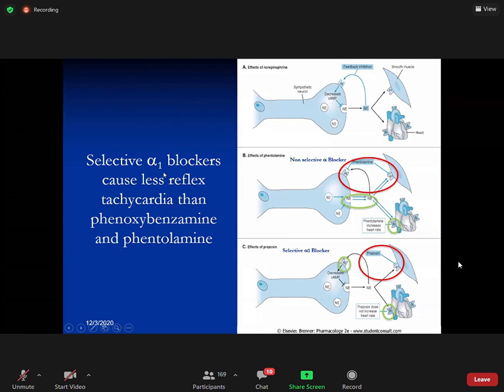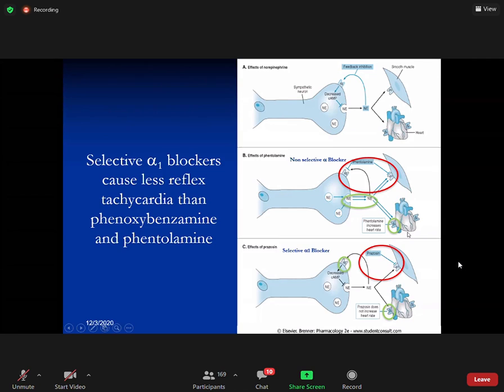Now, these are the selective alpha blockers, which cause less reflex tachycardia than phenoxybenzamine and phentolamine, and this will be explained in the picture. So let's say you have norepinephrine. It goes where? To the heart and smooth muscles, right? It will act on the alpha 1 and what? Beta 1. Now, if you have phentolamine, which is a non-selective alpha blocker, it is only blocking what? The alpha, leaving the beta exposed, so it will cause what?